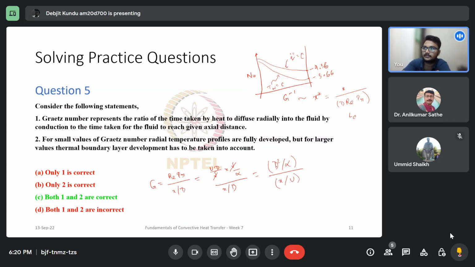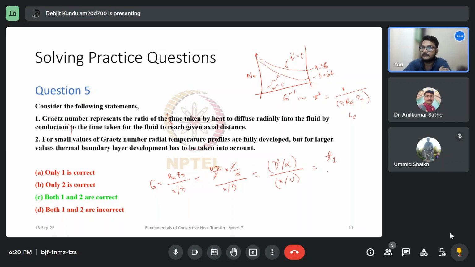If we look at the numerator alone, D squared by alpha is one way of saying how much time it takes for heat to diffuse radially outward. This D could be the diameter, and alpha is the thermal diffusivity. So this is actually the time taken for heat conduction to occur radially, so we can call this t1. This was the time taken by heat to diffuse radially into the fluid by conduction alone.